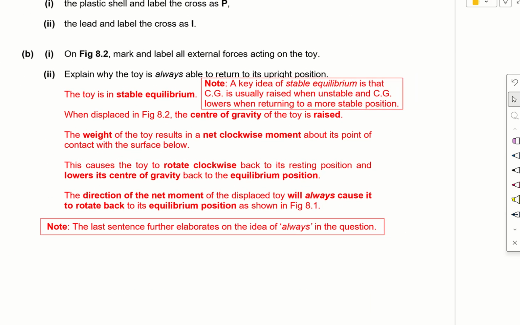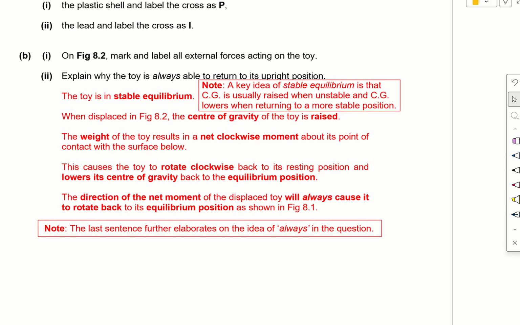Okay, so now that you understand this, let's put it into words. The toy is in stable equilibrium. What is stable equilibrium? That means when the CG is raised and then released, the CG will return to a more stable position.